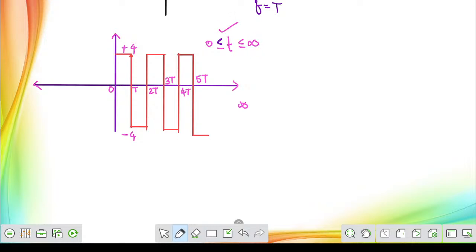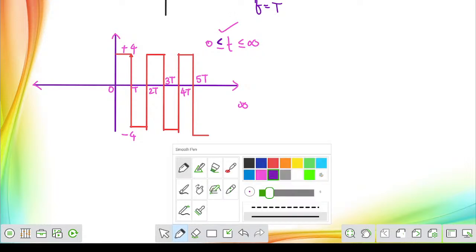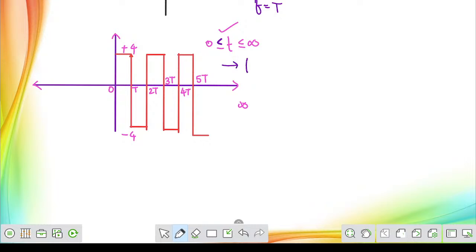If I am asking you, tell me whether this given signal is periodic or not. The question is whether the signal is periodic or not. What you should not say here is periodic signal. A periodic signal is the one which is repeating itself again and again from minus infinity to plus infinity.